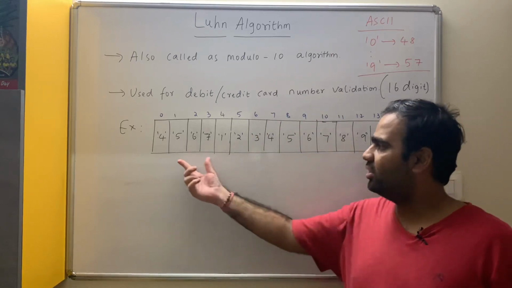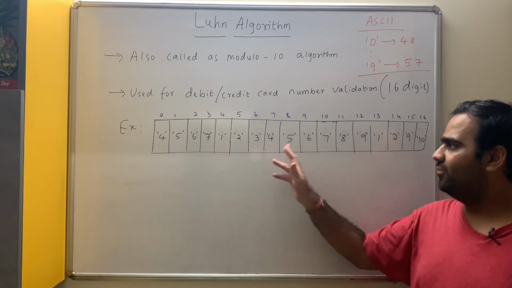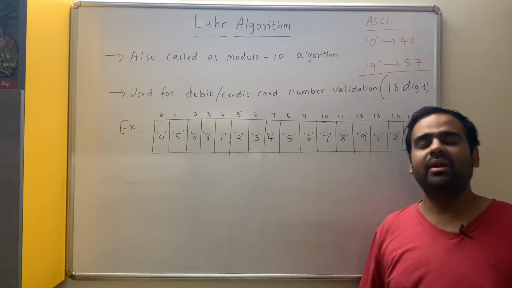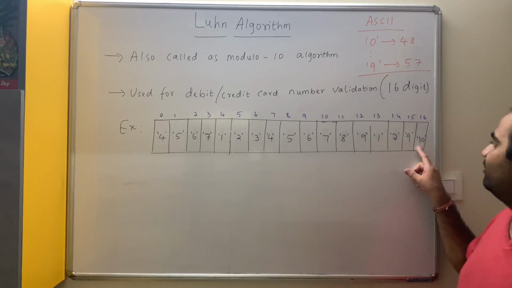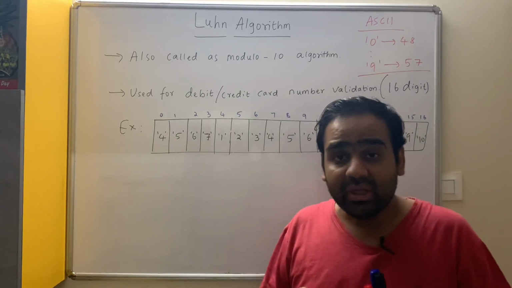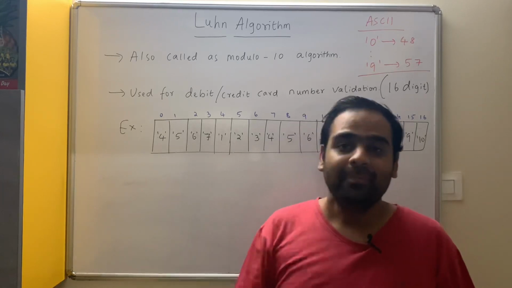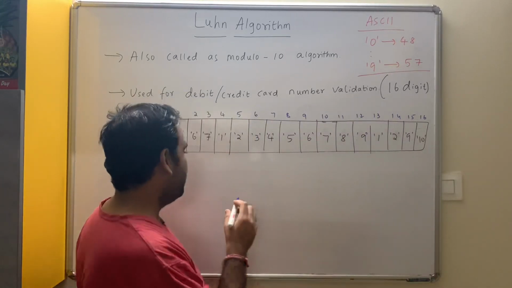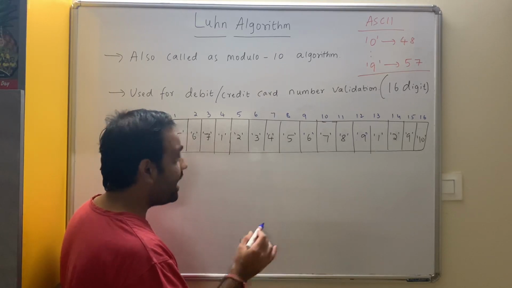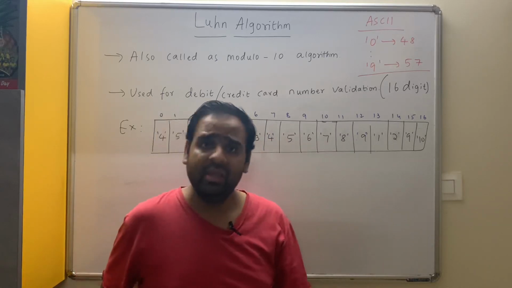Now suppose this is the example of a debit card number, 4567123456789129, and this debit card number is read in the form of a string, therefore at last we have the null character and each individual thing are the characters. Now this is not number 4, this is character 4. What do I mean by character 4? The ASCII value of character 4 is 52. The ASCII value of 0 is 48, 1 is 49, 2 is 50 and so on.